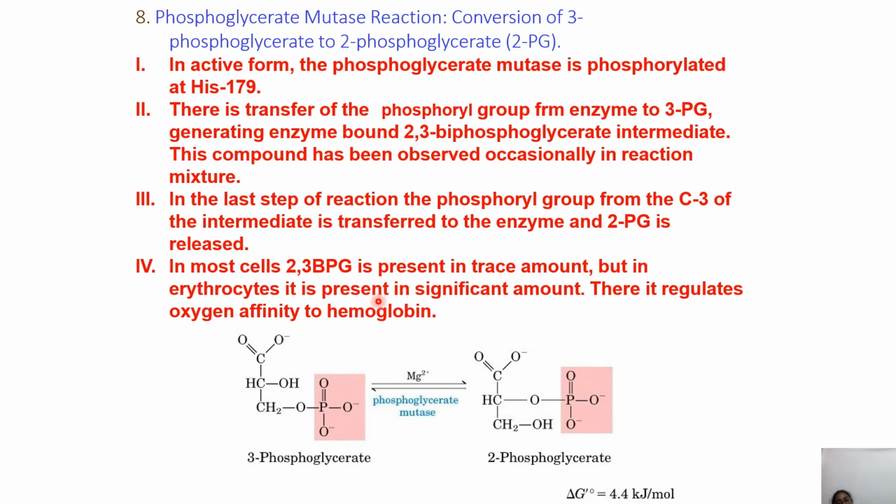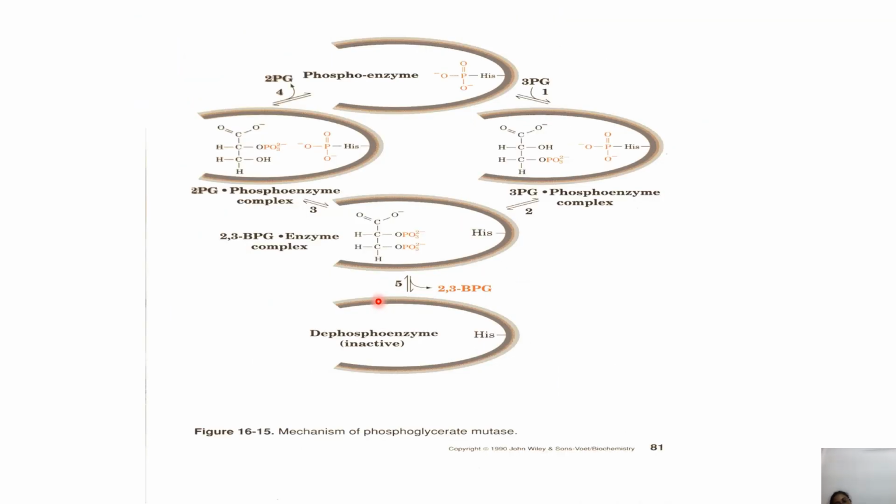Then we have the phosphoglycerate mutase reaction, conversion of 3-phosphoglycerate to 2-phosphoglycerate. In the active form, phosphoglycerate mutase is phosphorylated at histidine 179. There is transfer of the phosphoryl group from the enzyme to 3-PG, generating an enzyme-bound 2,3-bisphosphoglycerate intermediate, and this compound has been observed occasionally in the reaction mixture. In the last step of the reaction, the phosphoryl group from C3 of the intermediate is transferred to the enzyme and 2-PG is released. In most cells, 2,3-BPG is present in trace amounts, but in erythrocytes it is present in significant amounts, where it regulates the oxygen affinity of hemoglobin.